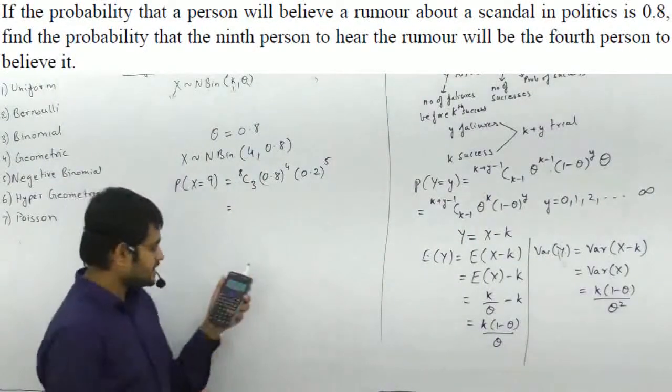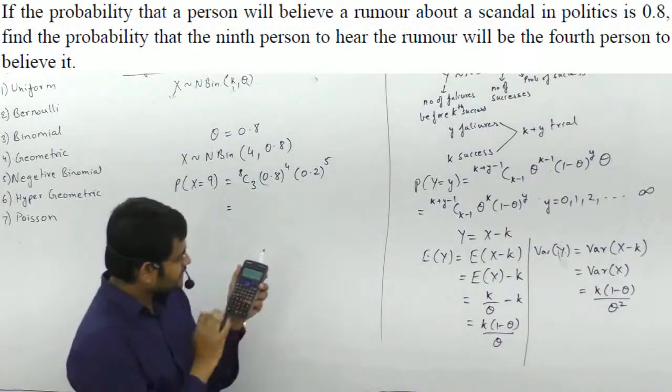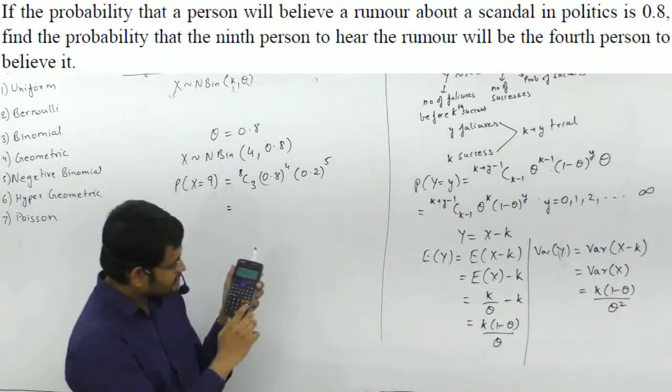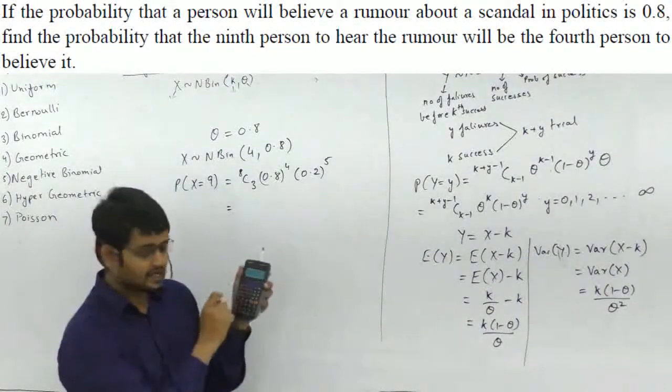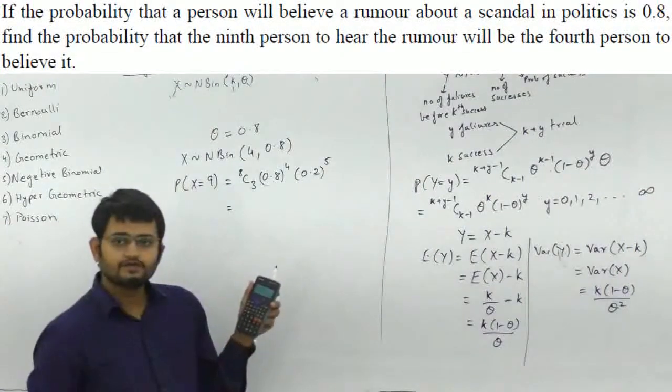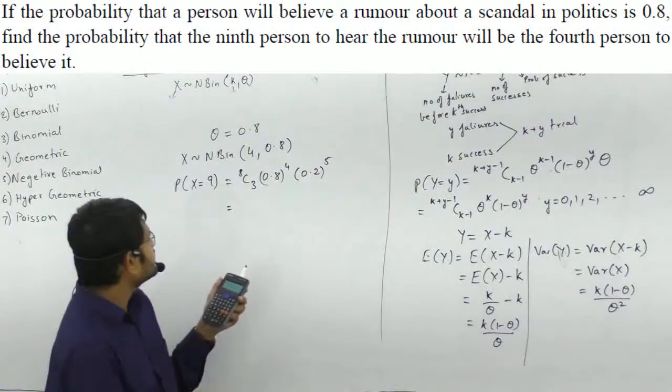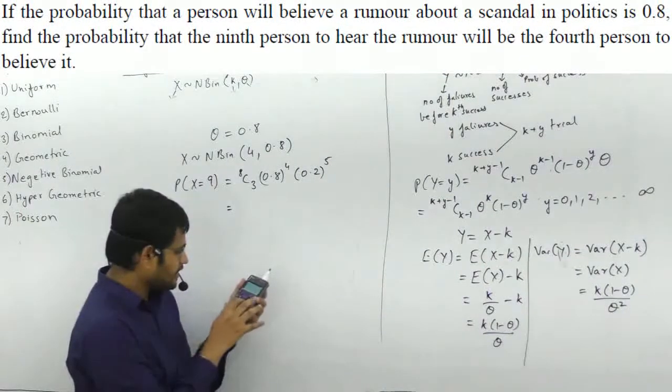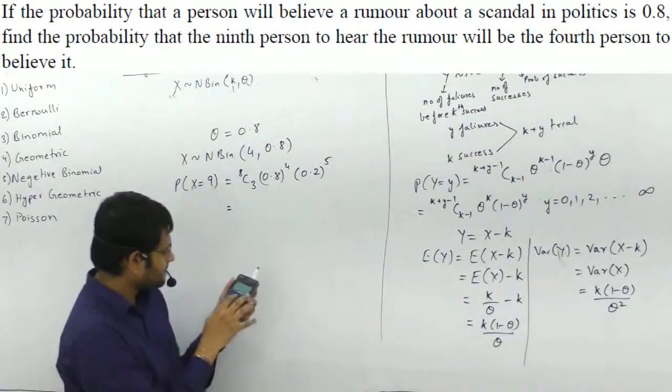Just 8C3, what you will do is write 8, then shift, and this division gives you a C, and then r is nothing but 3. So 8C3 is 56. 56 into, we'll have 0.8 raised to 4.